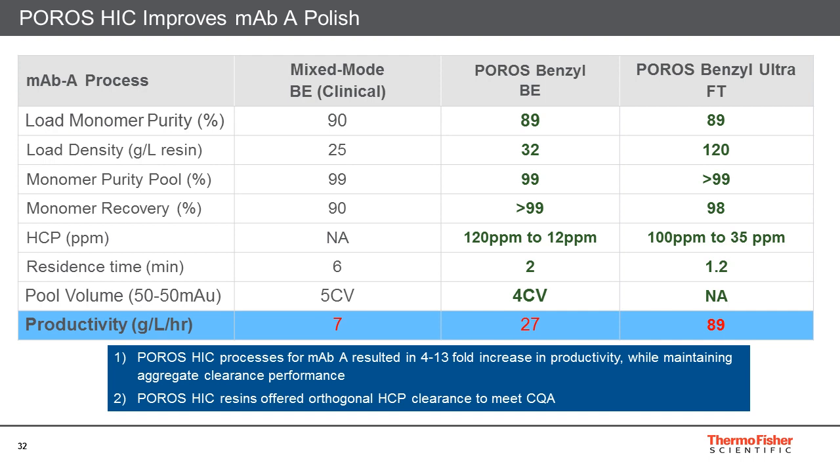And in particular, by turning mAb's clinical process into the Benzyl Ultra flow-through process, this has the added benefit of an integrated AEX HIC flow-through process design, a process train with no additional conductivity or pH adjustments and intermediate hold-up. And also, if you look here, the filter process was also able to orthogonally remove extra HCPs, similar to the bind-elute process. And the productivity gains are 4-fold for the bind-elute process and 13-fold for the Benzyl Ultra flow-through process.